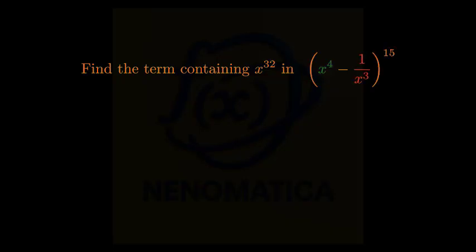In this lesson, we will find the term that contains x to the 32 in the expansion of (x to the 4 minus 1 over x cubed) to the power 15. We will follow a clean step-by-step method.